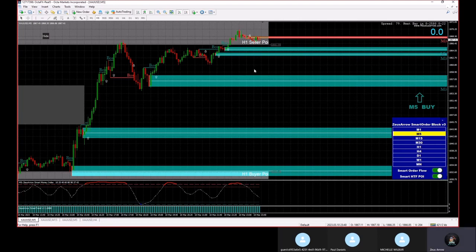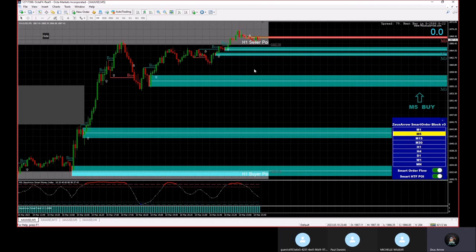Now, the reason why we use it on the 5 minutes is because the 5 minutes and 1 minute are the entry time frames. We do not need to go into any higher time frames all the time, because we are getting all the higher time frame confirmation right here on the 5 minutes.